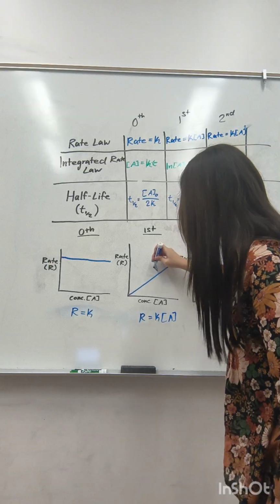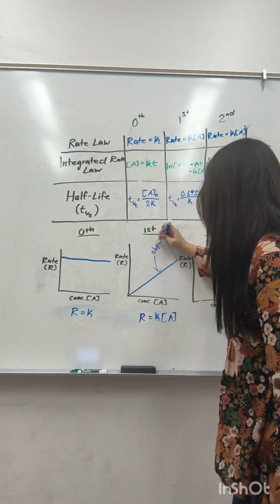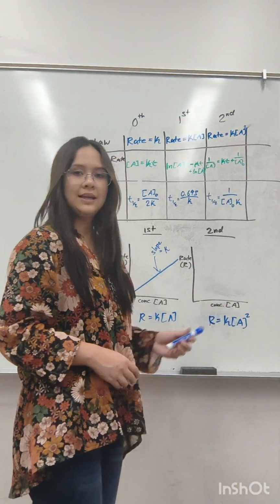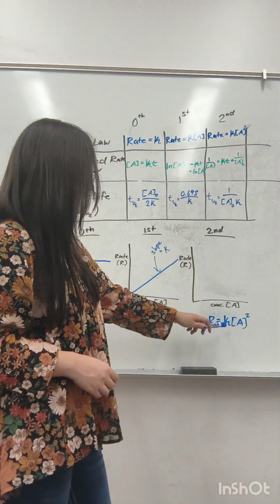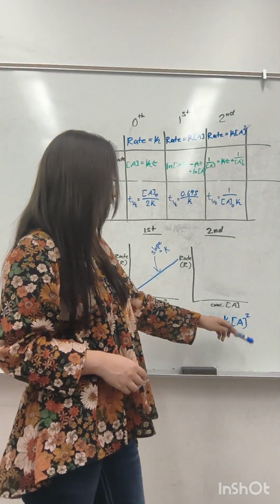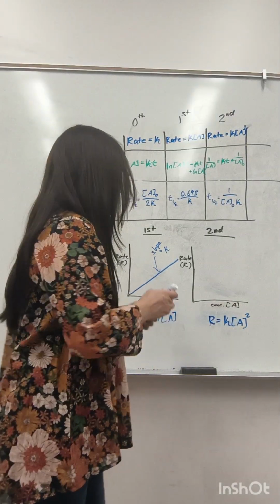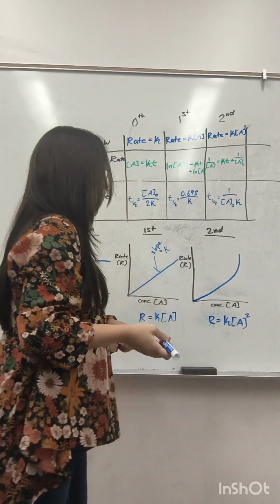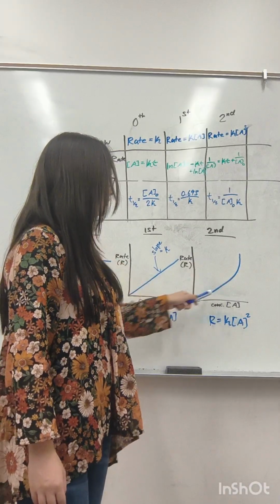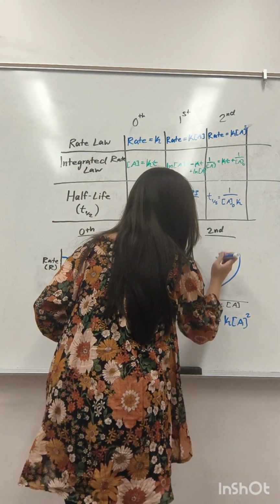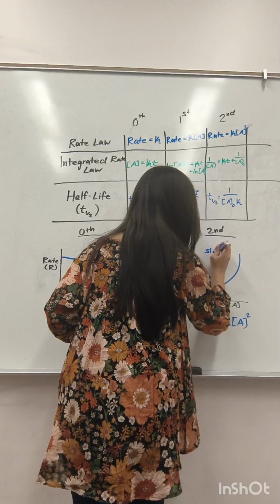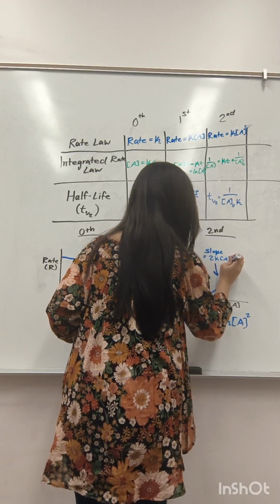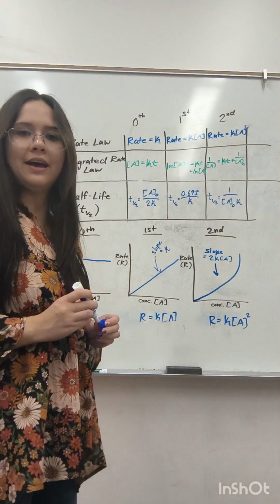With this, our slope would equal the rate constant. Lastly, for our second order reaction, it's going to be rate equals the rate constant times the concentration of A squared. This one isn't going to be linear, it's going to have more of a curve to it. So it'll be like that. For our second order, it's going to have more of a curved slope like this. And this slope is going to be equal to 2k times the concentration of A.